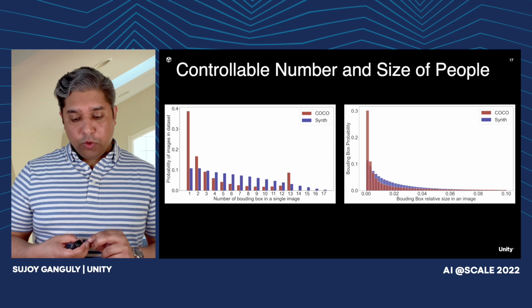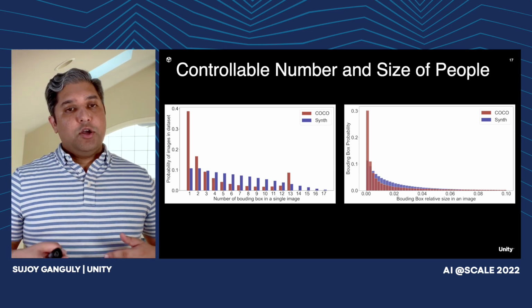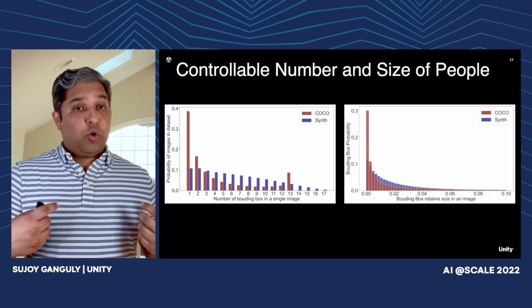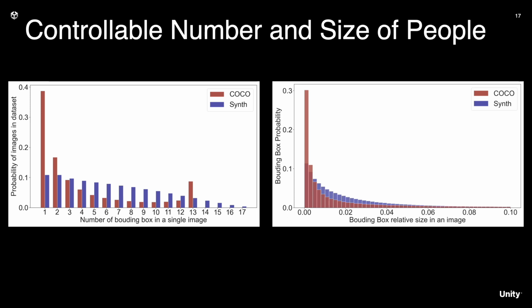As I said, one of the cool things about synthetic data is also the ability to control and measure and change the distributions of your content. So here we're comparing the number of bounding boxes, so labeled people in the scene, and we're comparing COCO to the PSP data. COCO's in red and PSP's in blue. You can see that using the default parameters, our synthetic data has more diversity in terms of the number of people in the scene, as well as more diversity in the size of people in the scene, which is the plot we see on your left.